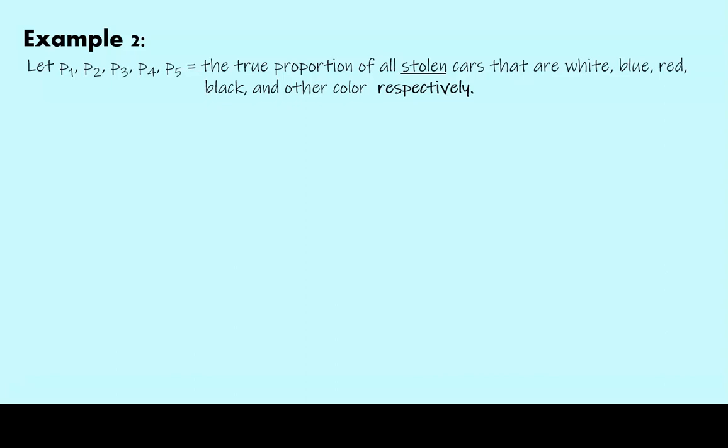All right, so let's start off here. Let proportion sub 1, 2, 3, 4, and 5 be the true proportion of all stolen cars that are white, blue, red, black, and other colors respectively. You could also do subscripts here, but you're going to have to be careful if you try to abbreviate. For example, you can't abbreviate blue and black both as BL. All right, my null hypothesis is that the proportions of stolen cars match the proportion of all cars in that color.